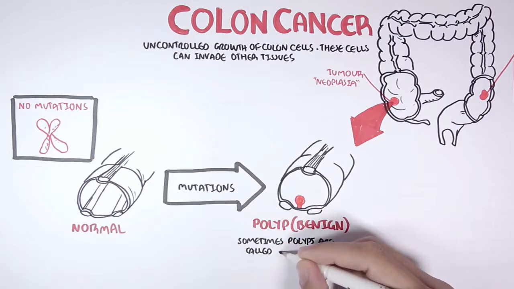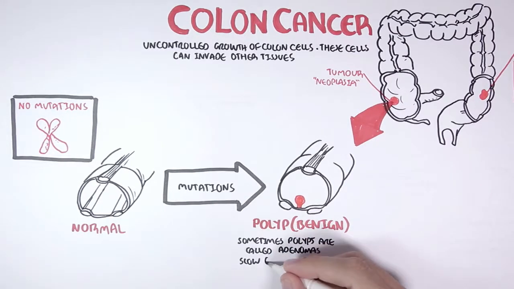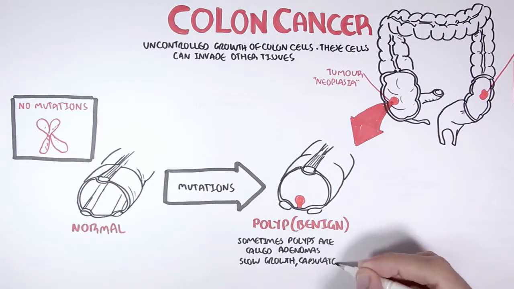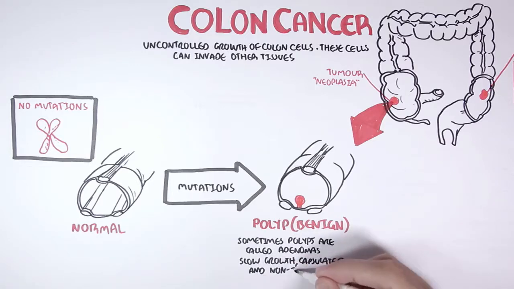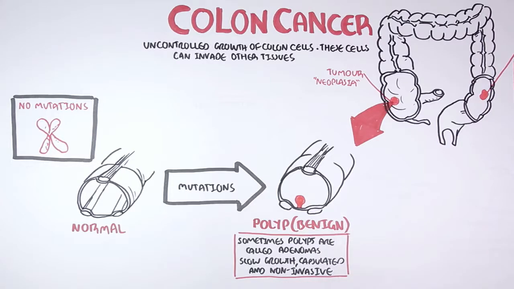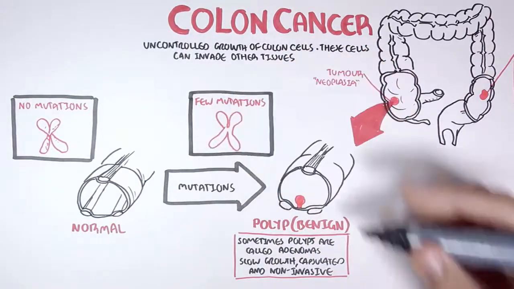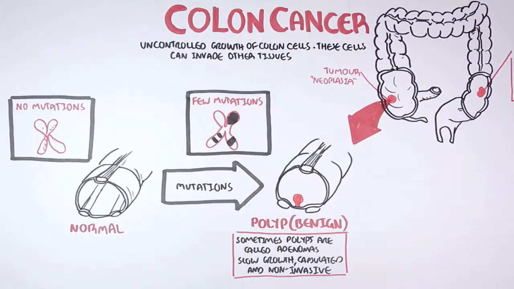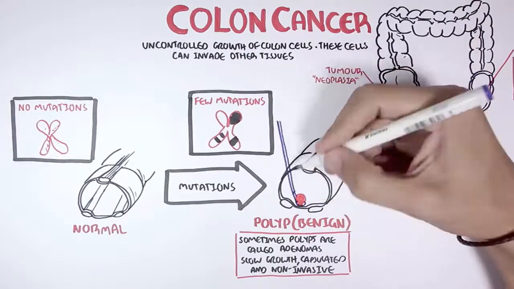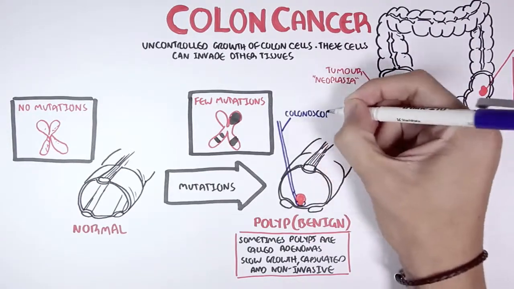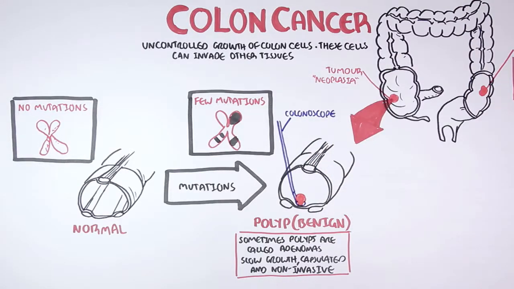Sometimes polyps are called adenomas if they are big enough. Polyps are slow growing, capsulated, and non-invasive. A polyp develops because of possible mutations in the DNA that give rise to them. Usually, people undergo a procedure called colonoscopy to remove these polyps in case they are or can become cancerous.